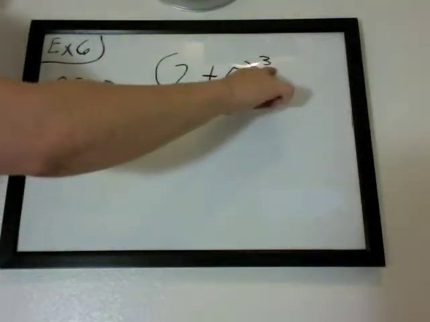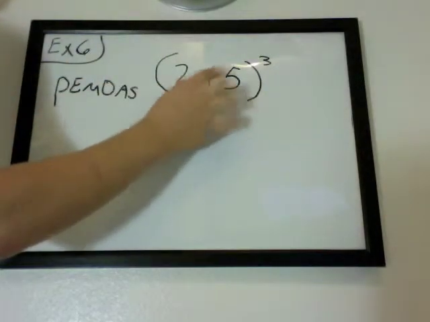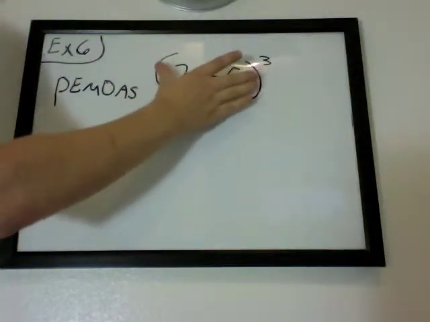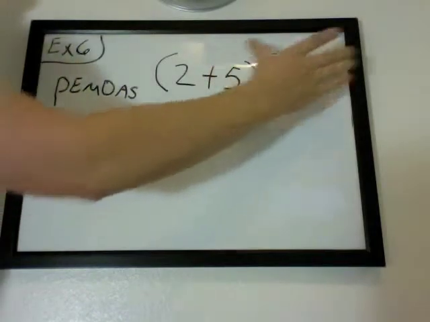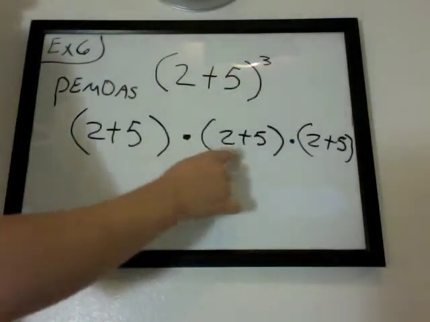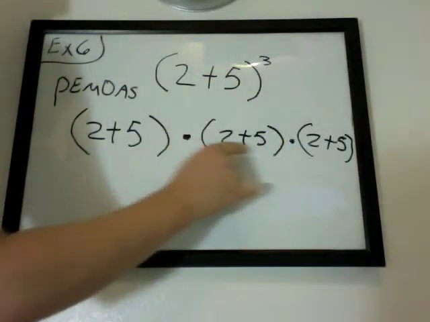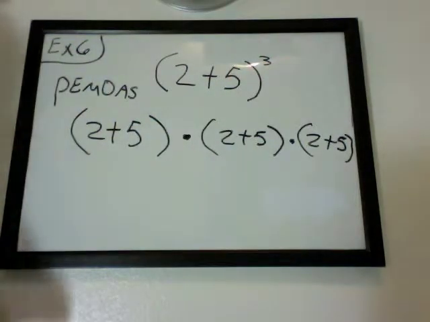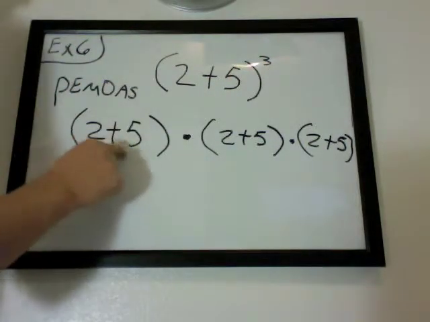Okay, we have a 3 up here, and the base right here is the 2 plus 5. So what we're going to do is multiply this base by itself 3 times. Okay, now I wrote this out 3 times, and they're all being multiplied, because that's what this exponent 3 tells you. Now we do the PEMDAS, 2 plus 5.